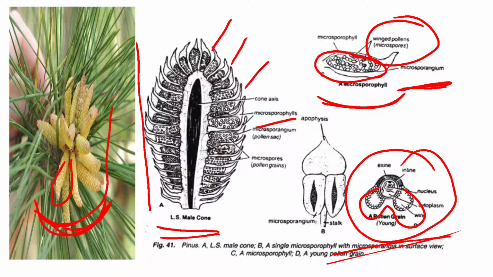So this is in brief about the reproductive structures, particularly male reproductive structures. I have given here the example of Pinus. Similarly, the same kind of cones or same kind of structure is present in all the gymnosperms.